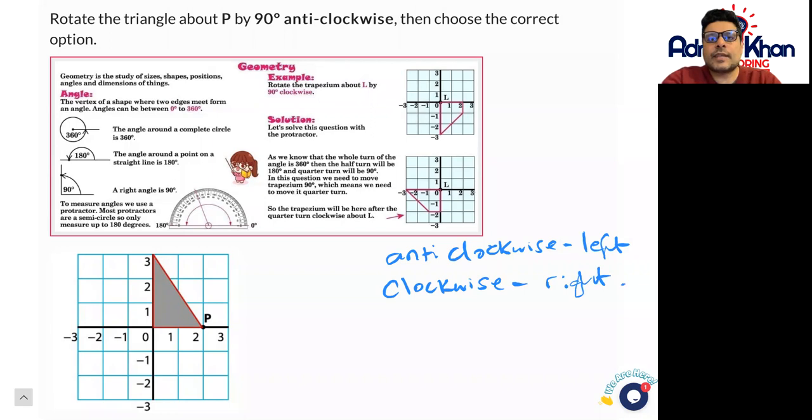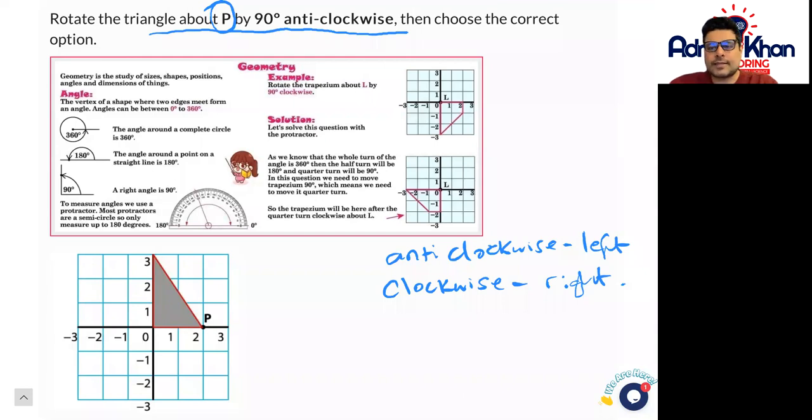So the question states, rotate the triangle about P by 90 degrees anti-clockwise. About P means it has to be on the point P. 90 degrees anti-clockwise means that the shape is going to rotate 90 degrees to the left, but it still has to be based on the point P.